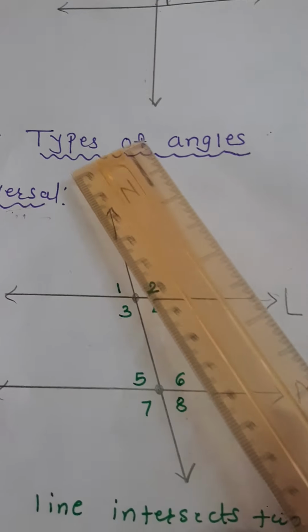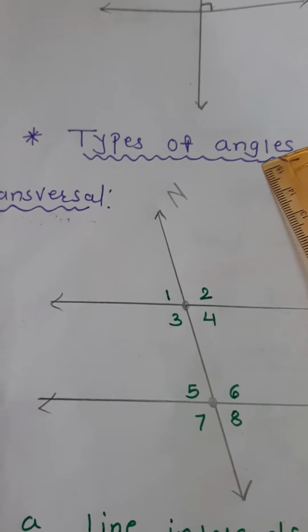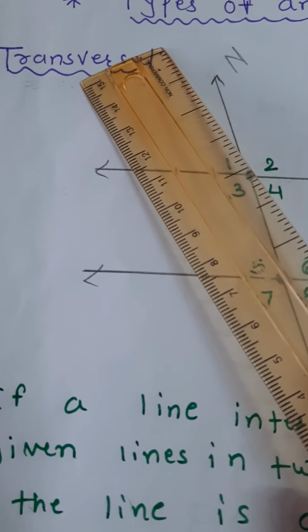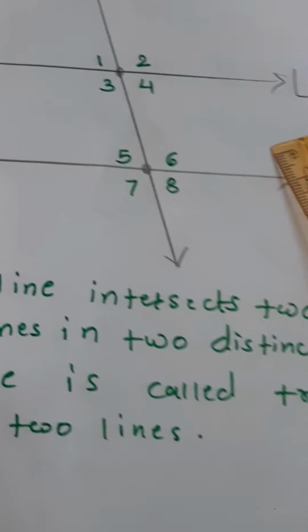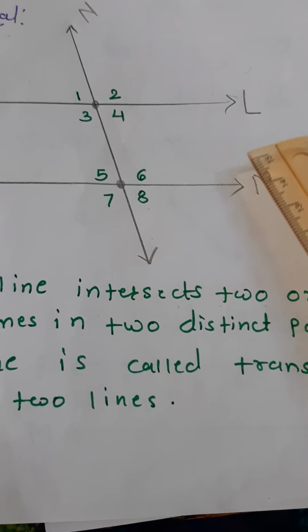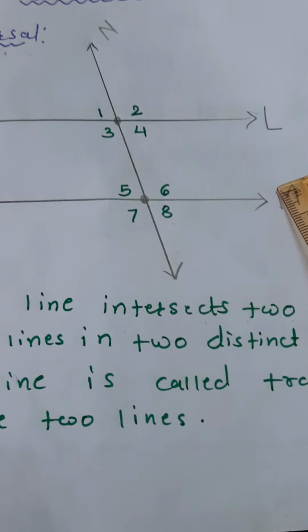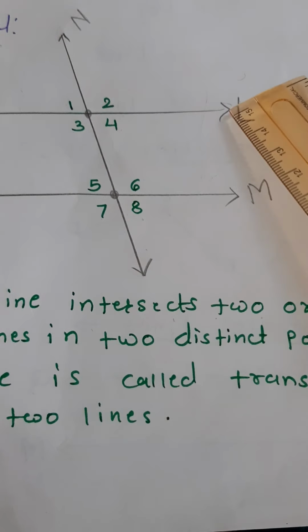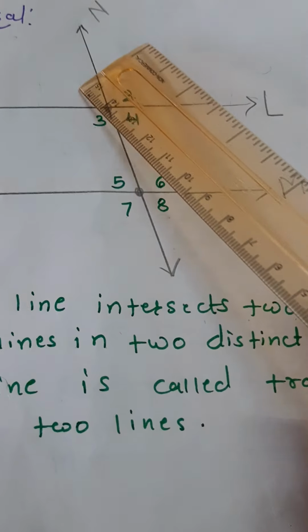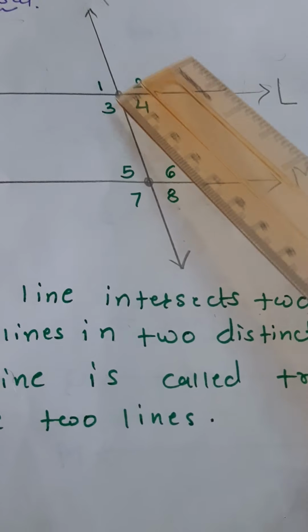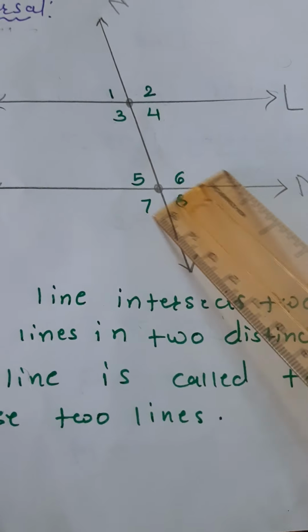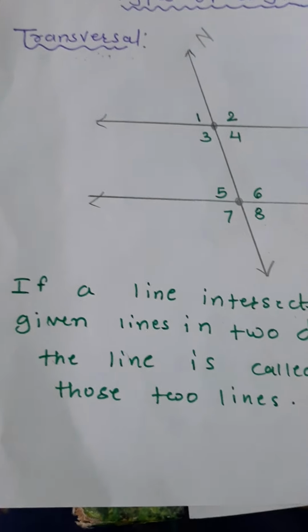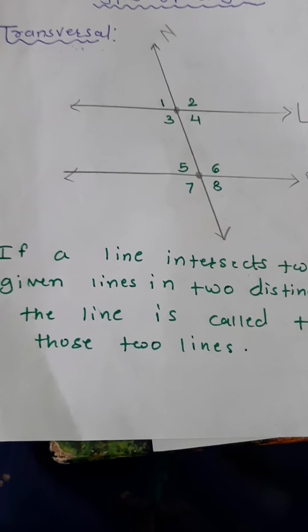Now the next thing, types of angles. First we see what is meant by transversal. Look at this figure. Lines L and M are both parallel lines, and this third line N intersects these two parallel lines at two distinct points. Distinct points means different points. So this third line is called a transversal of lines L and M.